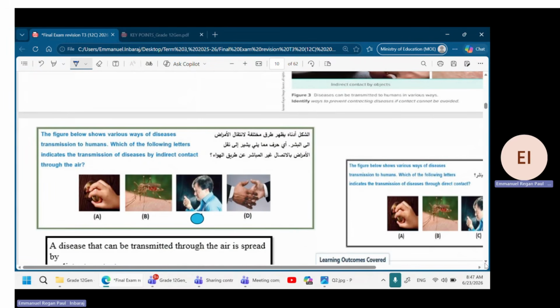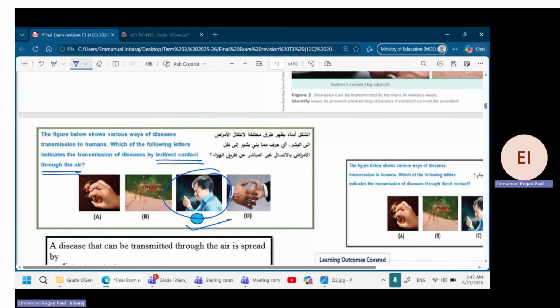Yes, here we go. You see, indirect contact. I'm directly going to the keyword. You see the question here. This is how you have to do it in the exam. Which of the following letters indicates the transmission by indirect contact through the air? So air is here. This is the answer because it's indirect contact by the air.